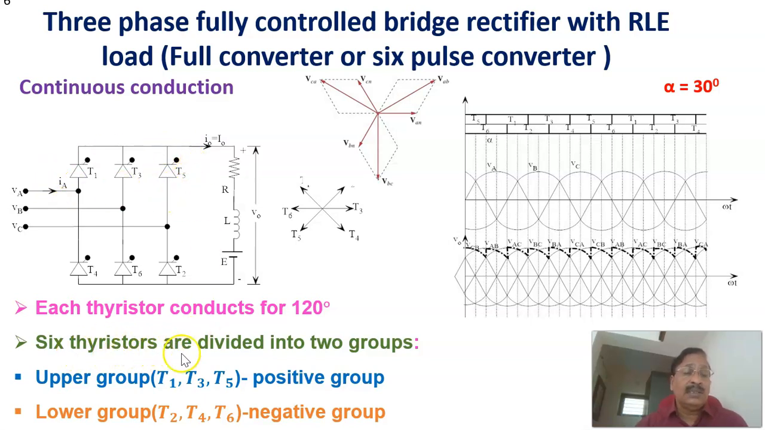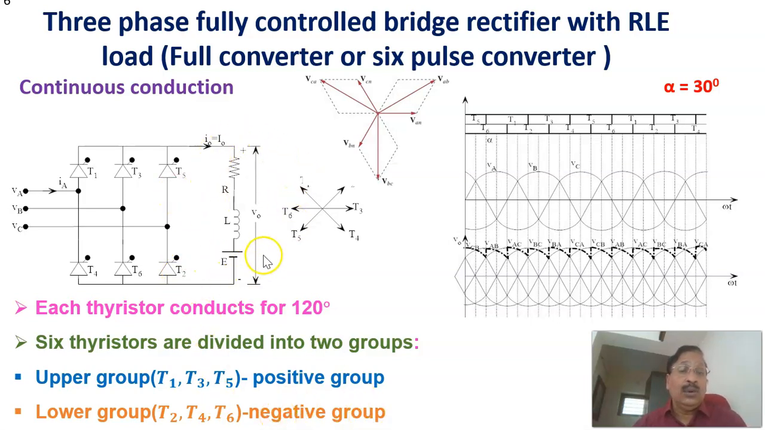So the six thyristors are divided into two groups. The upper group, that is T1, T3, T5, is called the positive group, because during the positive half cycle they can be triggered. Similarly, during the negative half cycle, T2, T4, T6 are getting forward biased, because of the negative cathode. That is why they are called the lower group, or the negative group. During the negative half cycle, the lower group T2, T4, T6 are getting forward biased. That is why they are called the negative group.